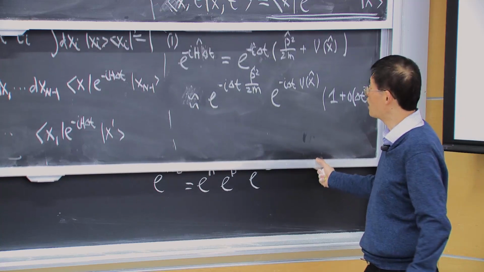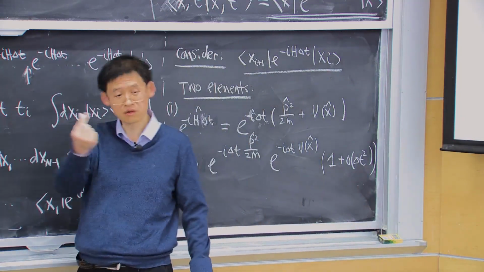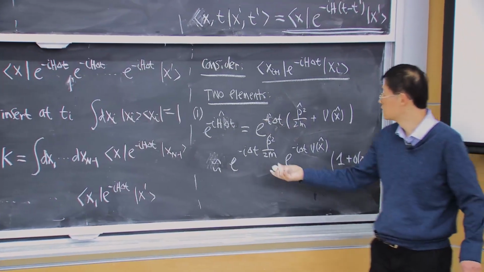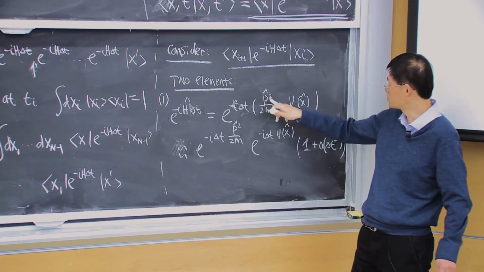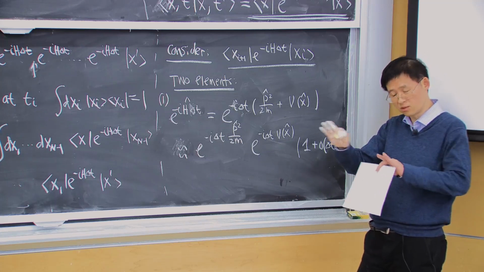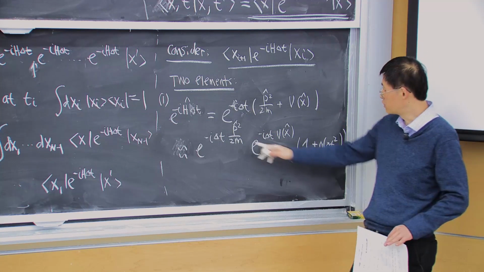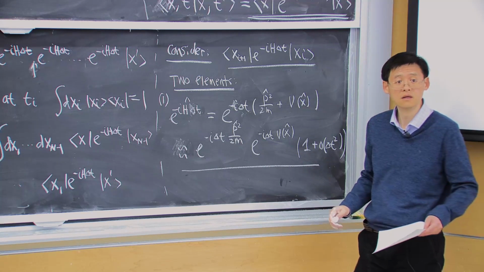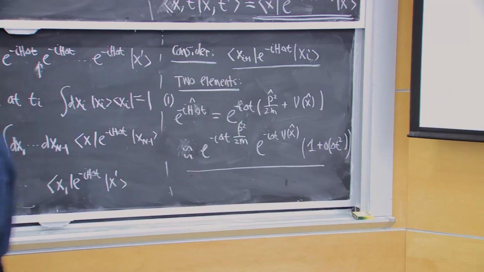So this is one of the key reasons we want to do this. We want to separate into individual steps because we can factorize them. In general, we cannot factorize this one. It is very complicated because p and x don't commute. For finite t, we cannot factorize them. But for delta t, we can factorize them and we get this structure. Once you have this structure, this thing becomes easy to compute.